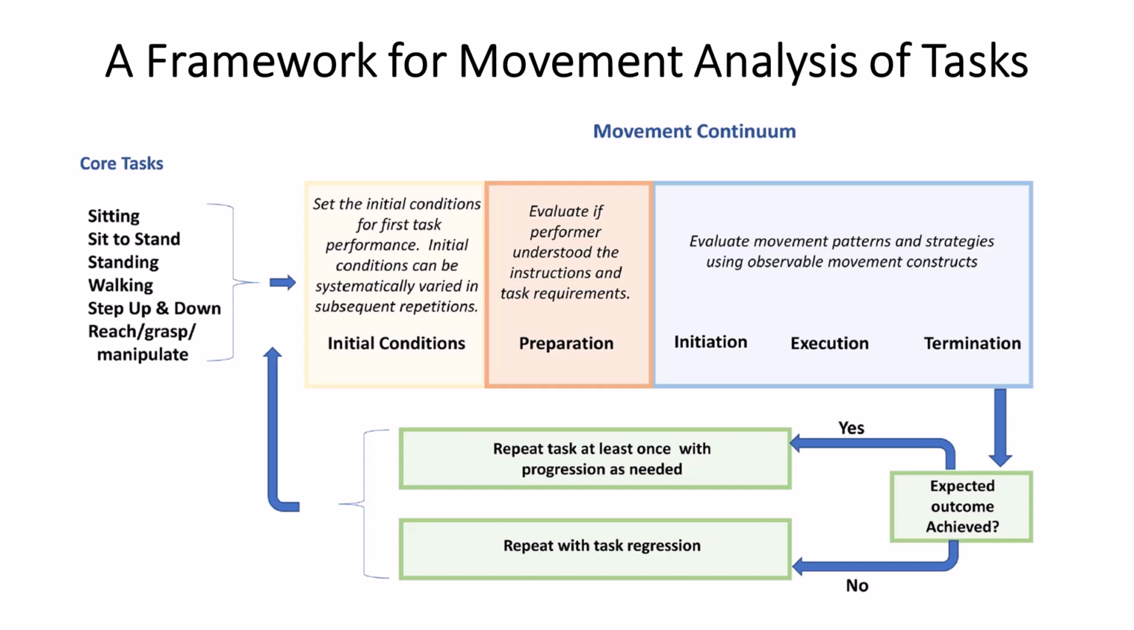If the expected outcome was achieved, then you can repeat the task at least once with progression as needed, and that's up to the therapist's discretion if they think progression is or isn't called for. However, if the expected outcome was not achieved, then you can repeat the task with regression. And again, if you regress the task, then you'd have to repeat that task one more time just to make sure that you have a duplicate trial. And then you continue with all the core tasks in order.